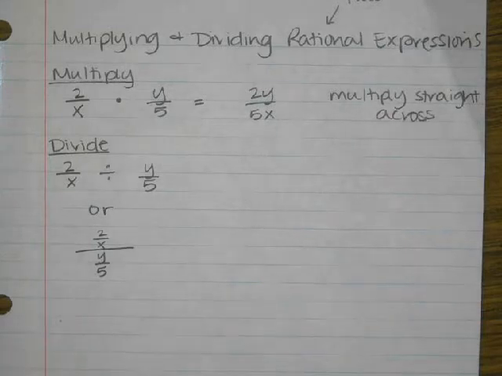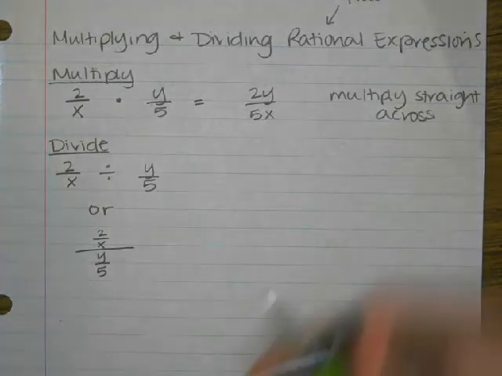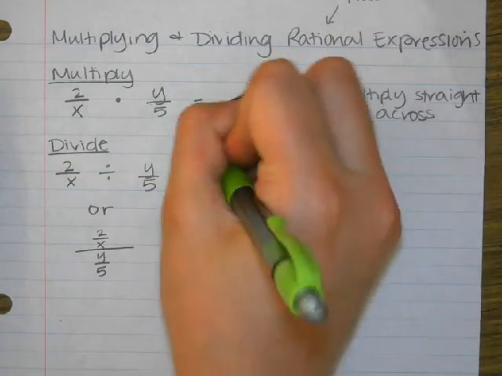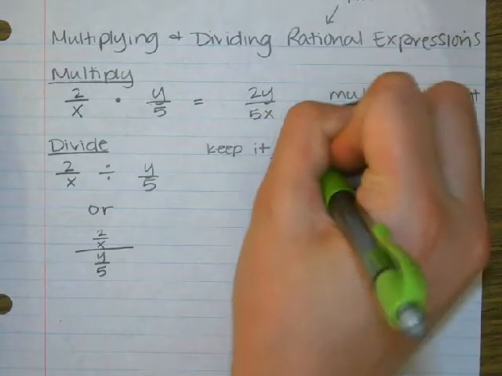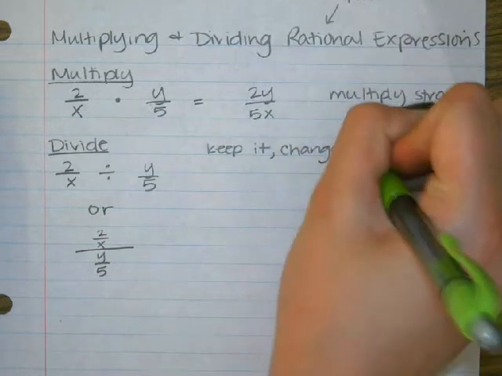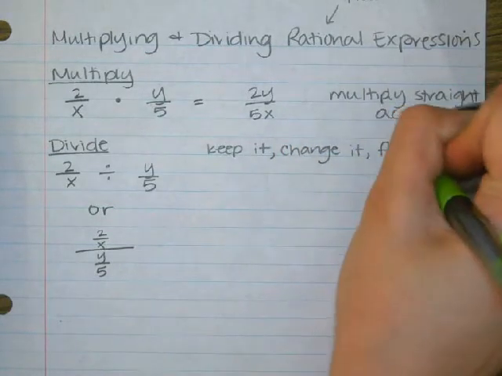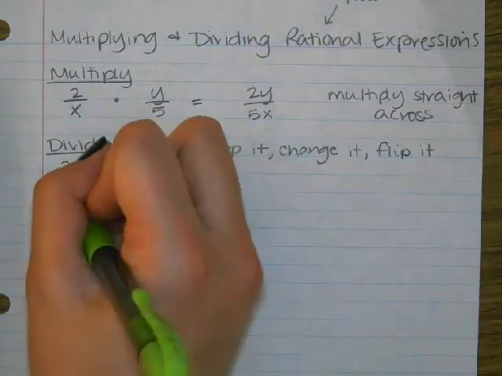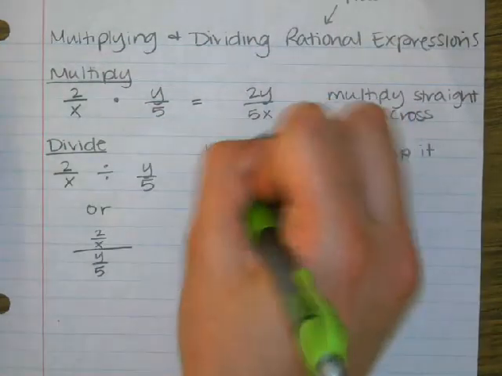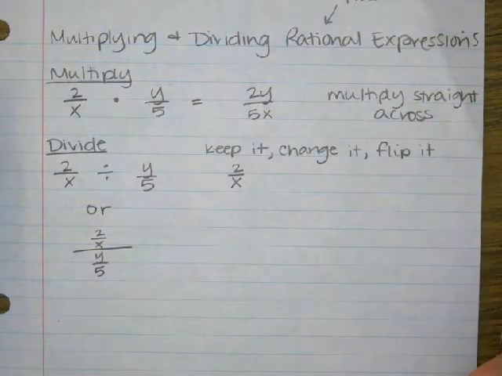Has anyone heard keep it, change it, flip it? Yes. That's my favorite because it's the same every time. So we're going to write keep it, change it, flip it. The keep it part is the first fraction. Keep the first fraction, so 2 over x, you keep it.